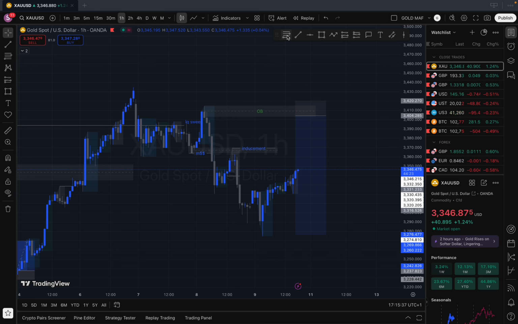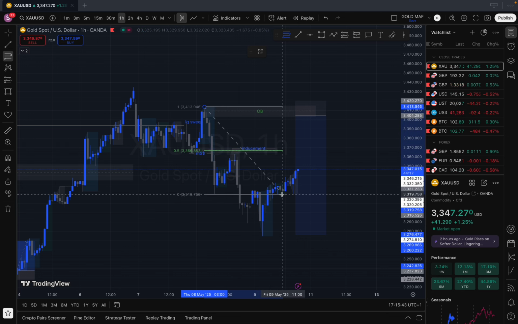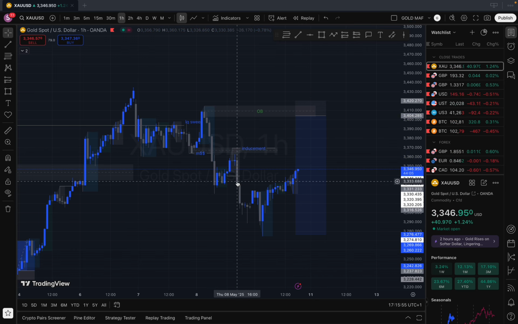In my inducement, if I use my Fibonacci from here to the high, did it get to 50%? Yes, it got to 50%. Can you see it? It touched that 50%, meaning it went into the premium zone. I'll delete that one. Now I want to see that inducement take price further a little, at least let it go up a little, which it did.